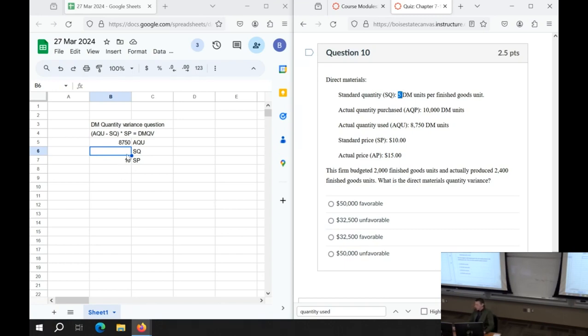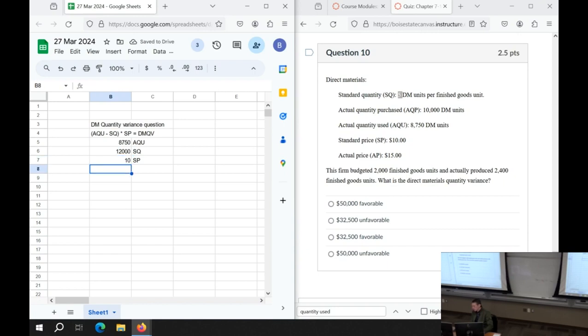2,400, exactly. Yes, thank you. So this is going to equal 2,400 times 5. If we knew now what we know now, and we got in the time machine and went back to the budgeting meeting and said, hey, it's going to be 2,400 finished goods units, we would have budgeted 12,000 direct materials units. So we have actual quantity used, I'll put the parentheses in: actual quantity used minus standard quantity, all times standard price. We're just following the equation we copied down. And that should be our direct materials price variance. Excuse me, quantity variance. Misspoke.